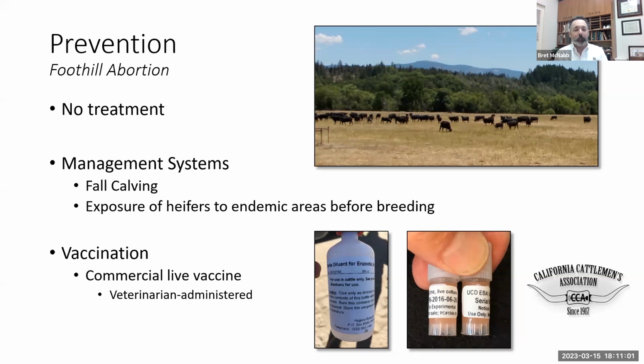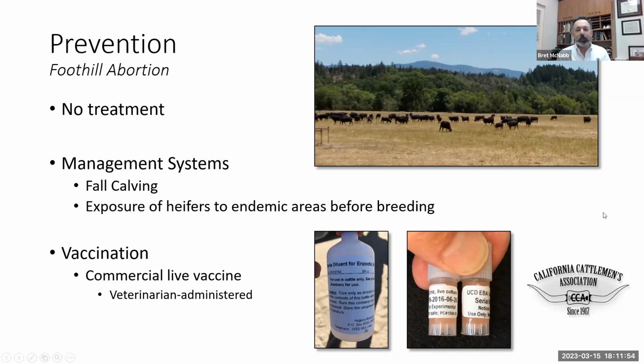But as you know, as of a few years ago, we now have a commercial live vaccine that Dr. Stott and his lab worked many years on developing. It's a veterinarian-administered vaccine that can be given once, at least 90 days before heifers are due to be bred. That is virtually 100% efficacious. There aren't many vaccines that we can say have 100% effectiveness, but this is one, because we're basically giving that heifer a controlled infection of this bacteria before we expect her to see it in nature.